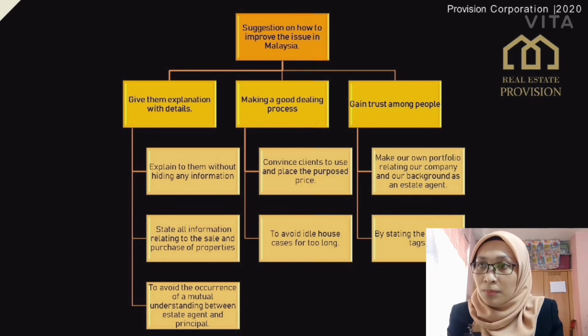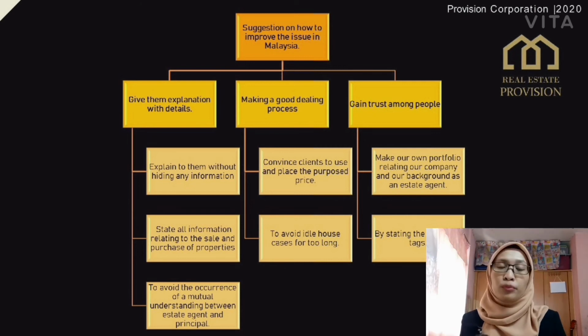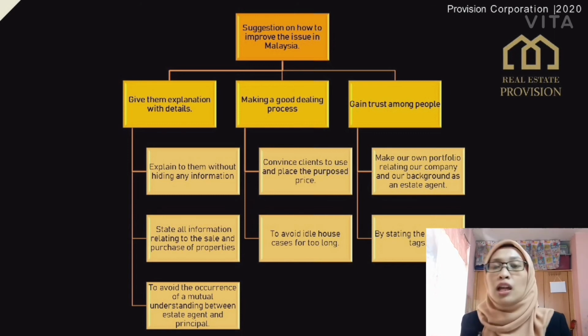Third point, we need to gain trust among people. We can gain trust by making our own portfolio relating to our company and our background as an estate agent. For example, by stating our REA or REN tag, our background and also our REA number. From that we can gain trust among people.